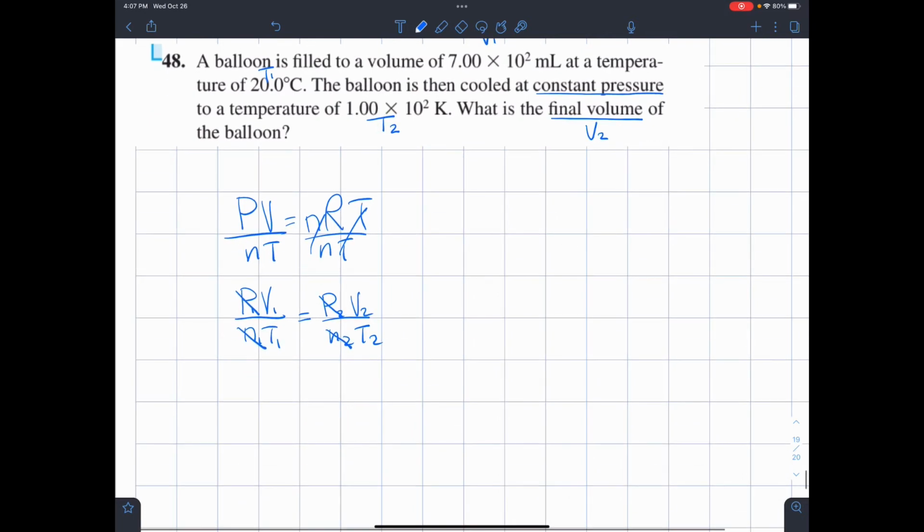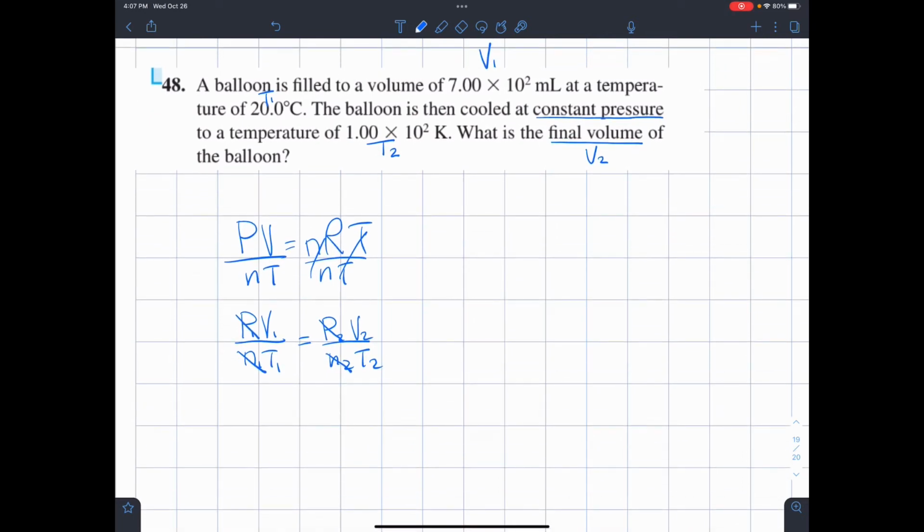So I've been able to use the PV=nRT equation to come up with a version that addresses exactly what I have to answer the question about. You can do this no matter what variables you're being asked about. Then I simply fill it in.